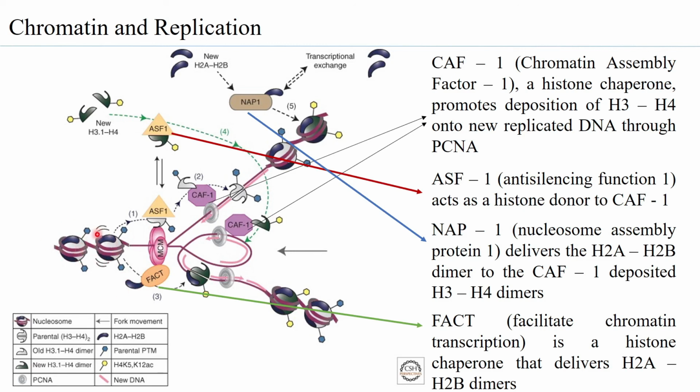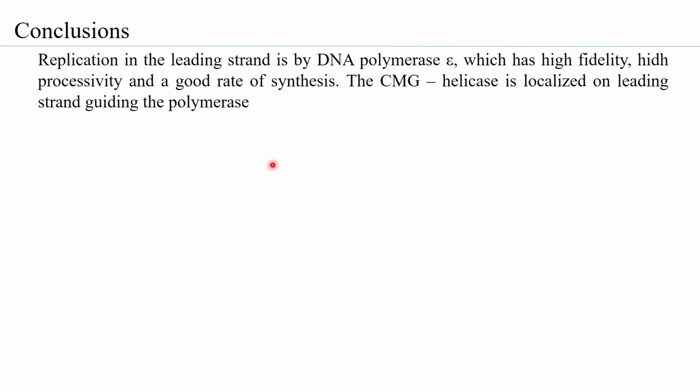So the understanding is there are probably several more chaperones involved in the process. If you read more, you will find a lot of molecules associated with the replisome machinery to carry out this aspect of chromatin being associated with replication in the S phase of the cell cycle itself. So let us make the conclusions.